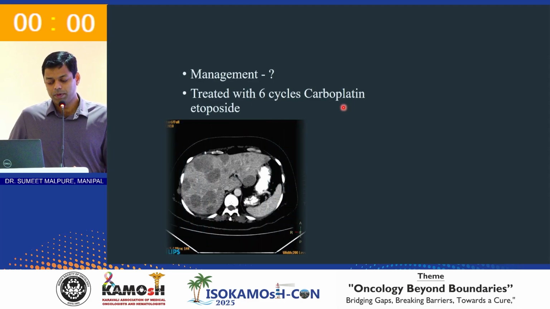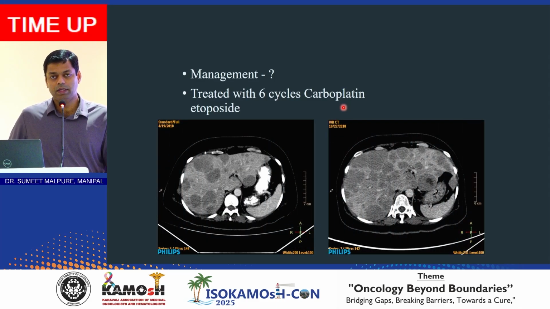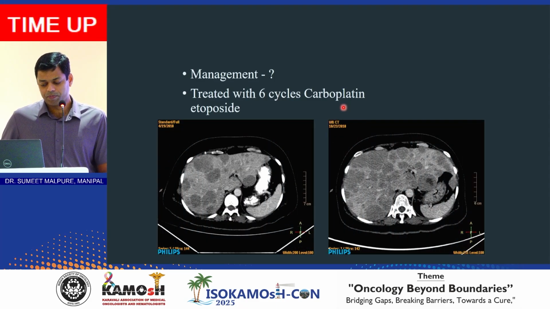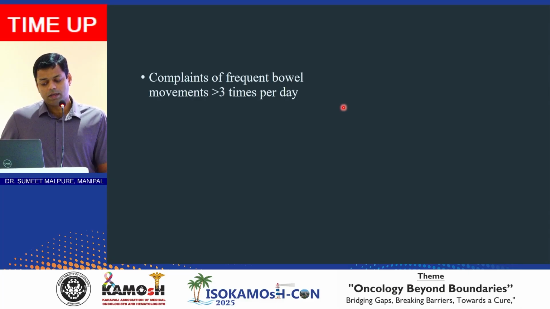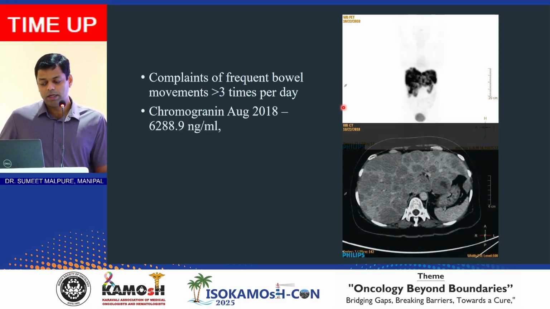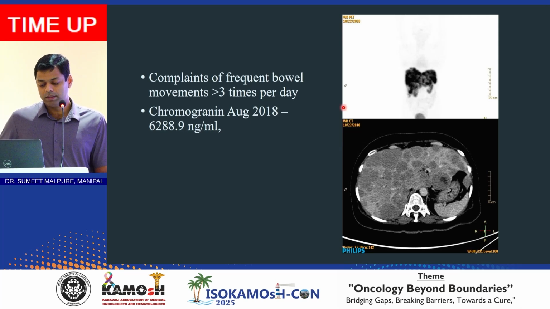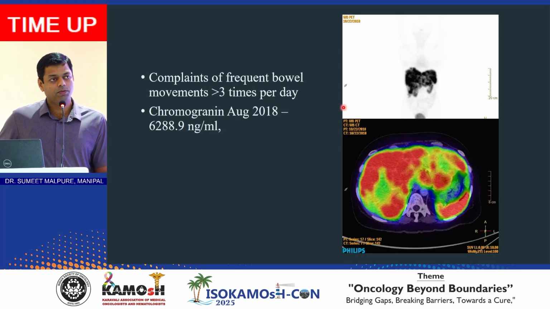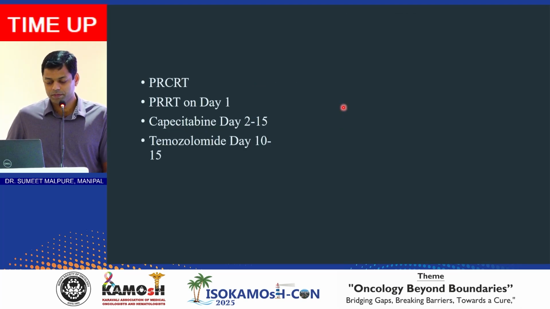Went ahead with chemotherapy. However, the patient progressed within 3 months. Then she complained of frequent bowel movements, more than 3 times a day. Chromogranin was high, which indicated that the patient can have a well-differentiated component to it, because there are hormones. She had these symptoms. They did a somatostatin gallium Dotanoc PET scan in which all the lesions were SSTR positive.